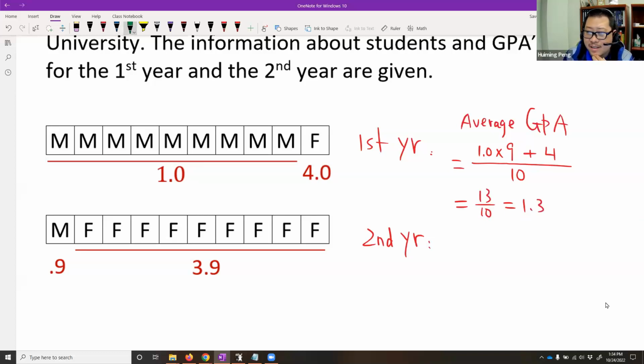Can you see? It's not a good number. The average GPA for each student is 1.3, and for the 10 students the total GPA is 13 points. So that's the average for the first year. Can we calculate the average GPA for the second year? Everyone?